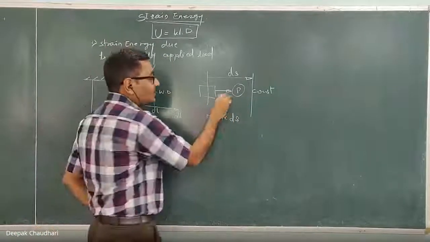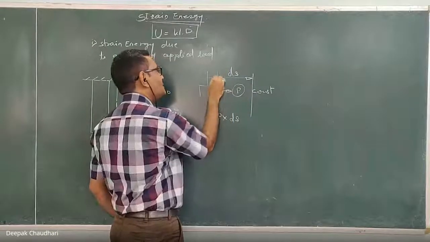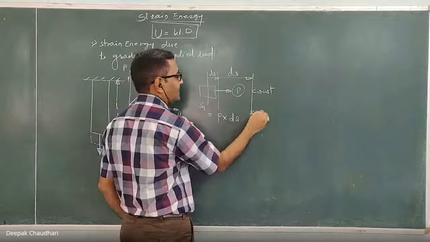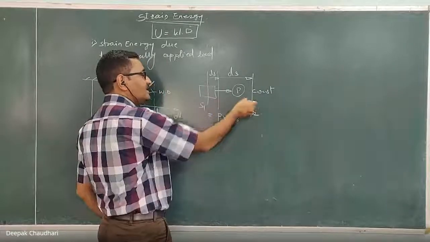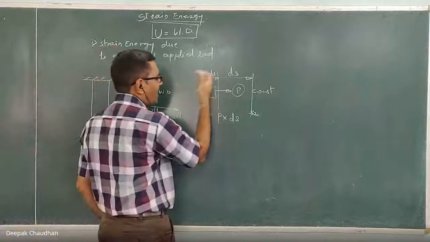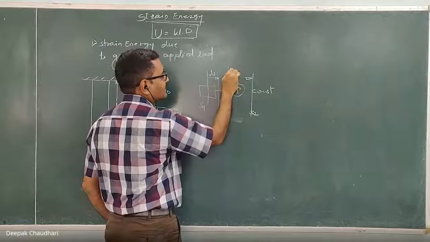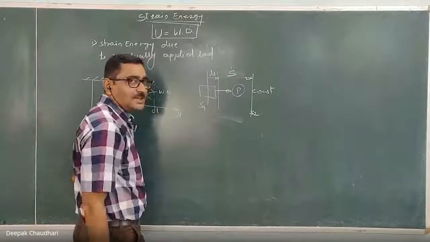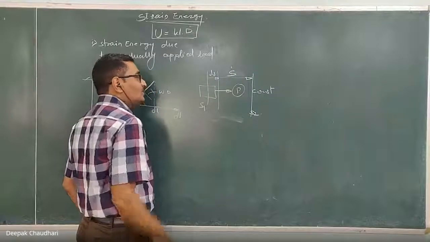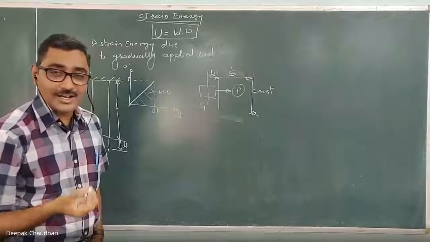If during this displacement P varies, then we have to consider a very small displacement ds. Here, this is the initial displacement S1 and the final displacement S2, and during this S1 to S2 the force P varies. If the force P varies, how can we calculate the work done? In that case, we can't write work done as P into S, where S is the displacement, S2 minus S1.